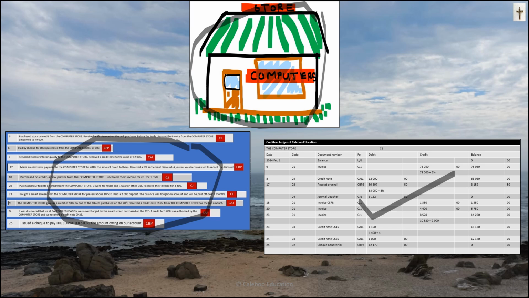So this here is the account of the computer store in the creditors ledger. Okay, it is quite small, but we don't need all this information for this lesson. But we are going to settle an amount owed to the computer store, and we're going to receive discount. You are able, I'm assuming, to calculate 5% of the amount owed. That's the discount we're going to receive.